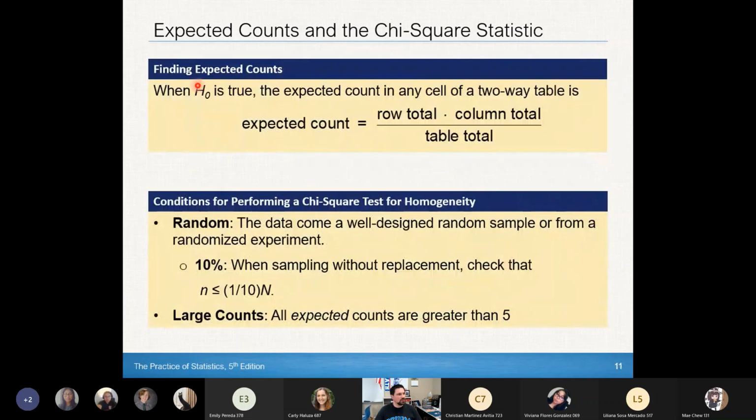So then we have the following. When we're finding expected counts, when the null hypothesis is true, which is always the assumption when we're finding expected counts, the expected count in any cell of a two-way table is the row total times the column total divided by the table total.